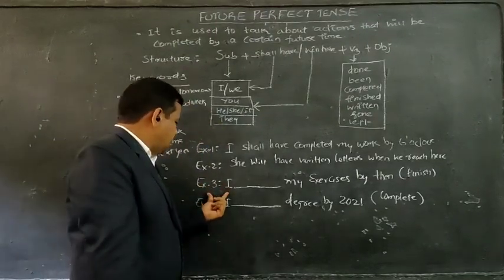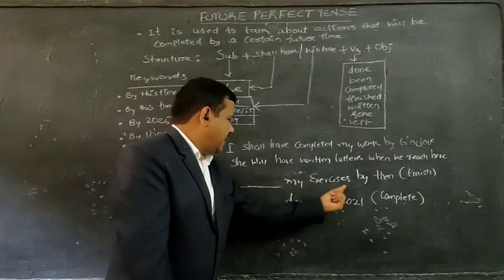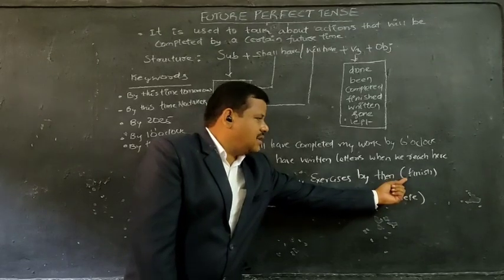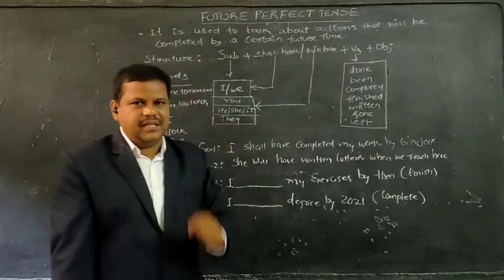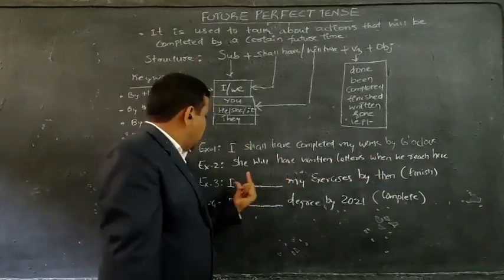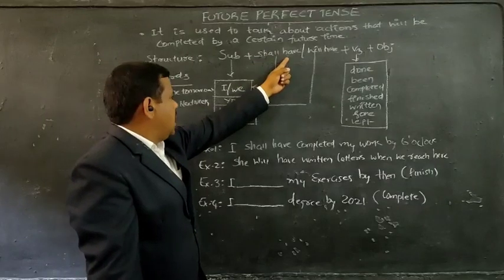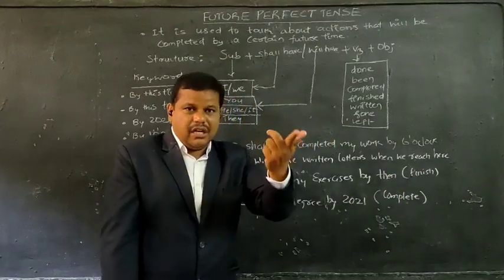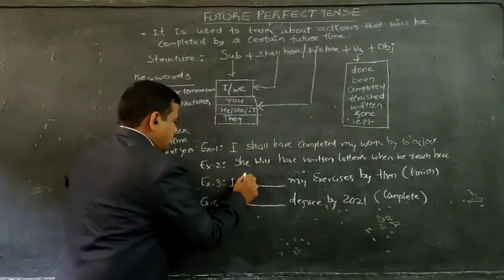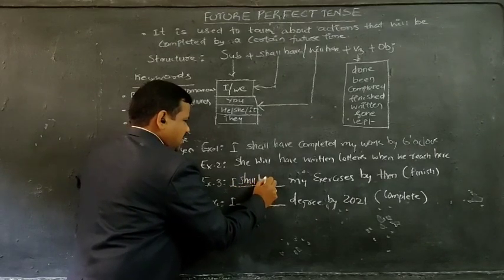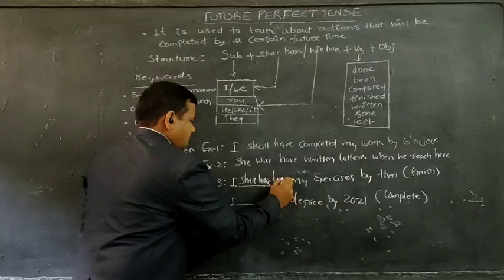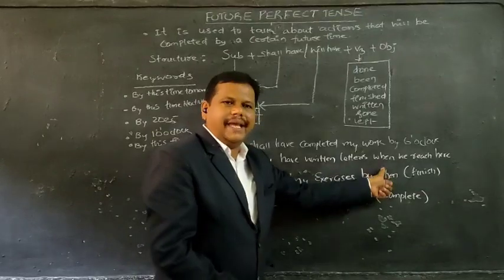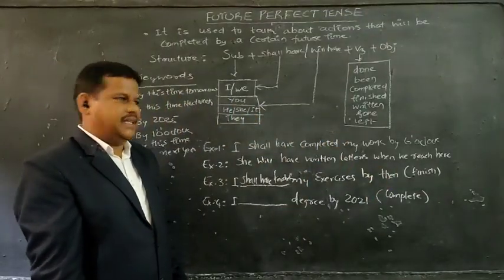Now, see this example number 3, students. I dash my exercises by 10. In this parenthesis, finish is given, that is verb 1. So when you are using I, what should we use? Shall have. Shall have, followed by verb 1, which is given. We have to convert it into verb 3. So we have to write it as I shall have finished. I shall have finished my exercises by then. This is the correct way of writing.